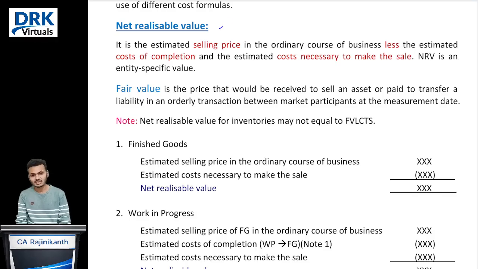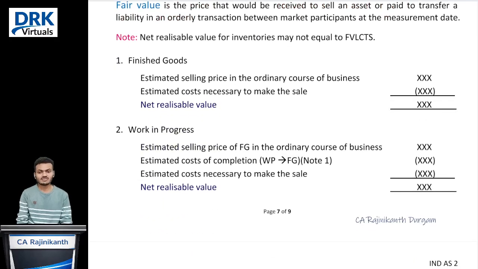Now coming to the next step, that is net realizable value. Net realizable value of finished goods: what do we need to take? Firstly, we need to estimate the selling price of finished goods. From that, reduce the selling cost. We will get the net realizable value.